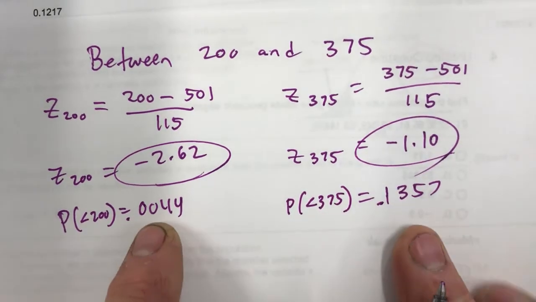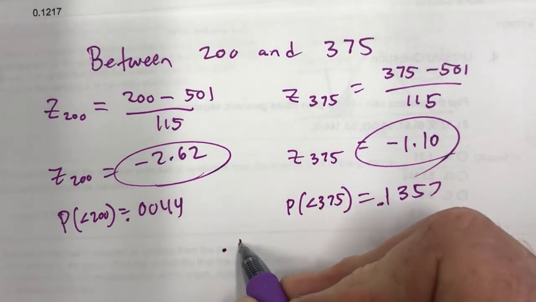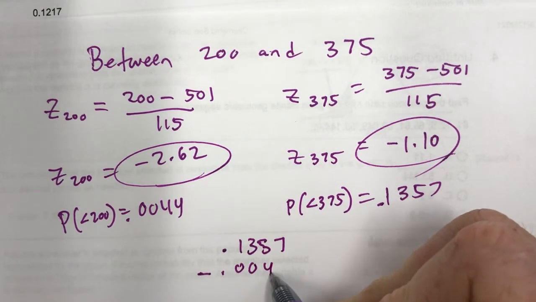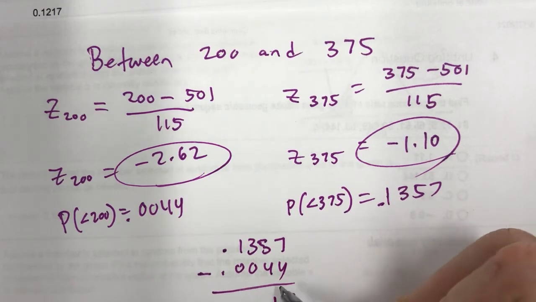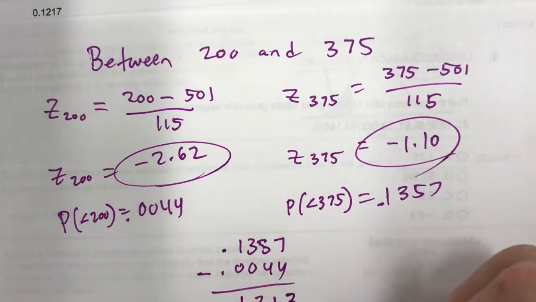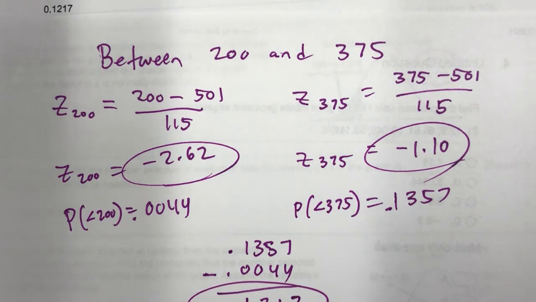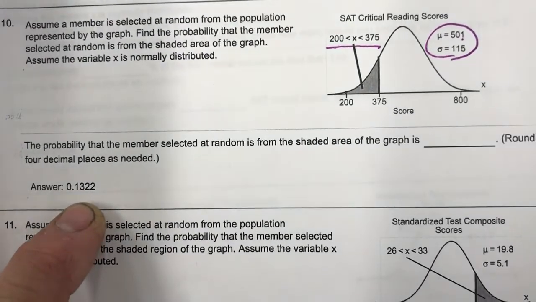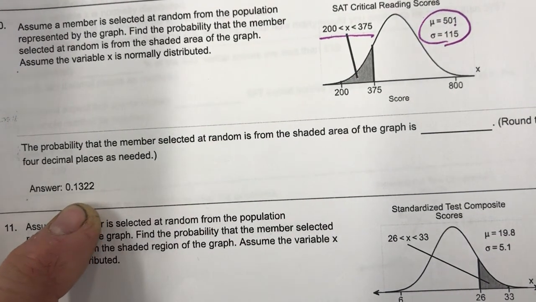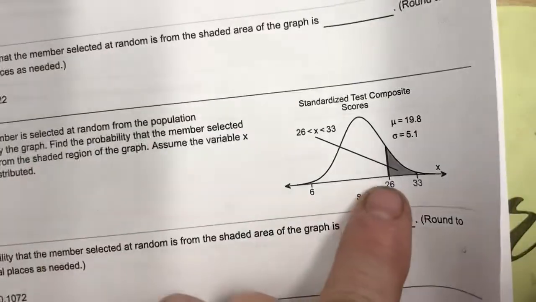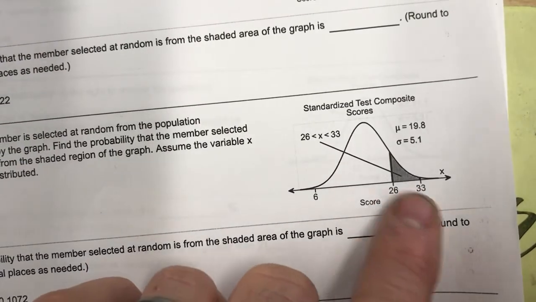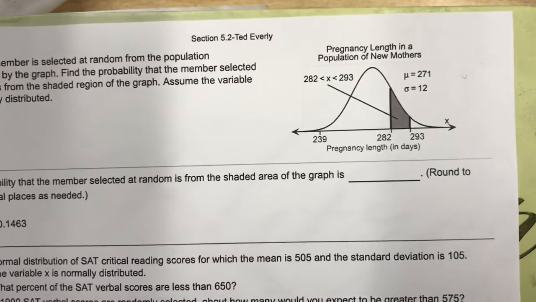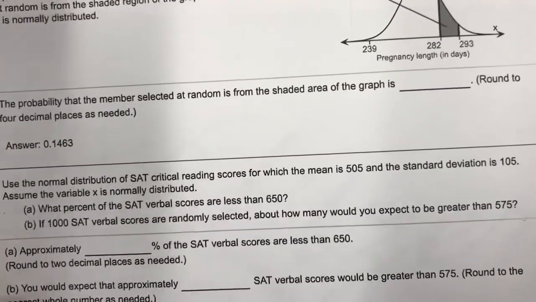Now to be between those, I subtract them. So 0.1357 subtract 0.0044. It's going to be 0.1313. Okay, which you can see here, got 0.1322, which we're right on it. And so that's what we do here, same thing. Okay, find the z-scores, subtract them. That's what we'll do here, and that's similar to what we'll do down here on these.